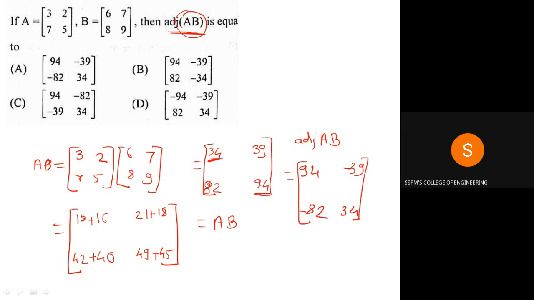That is our answer. So which one is the correct option here? The first option: 94, minus 39, minus 82, and 34. So A is the correct option. Okay. Next example now.